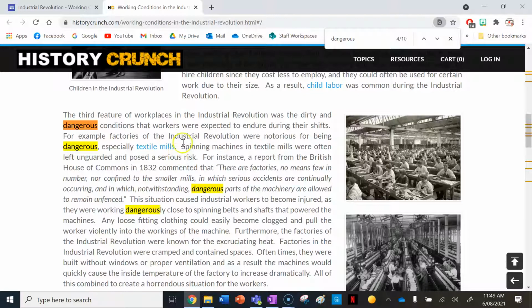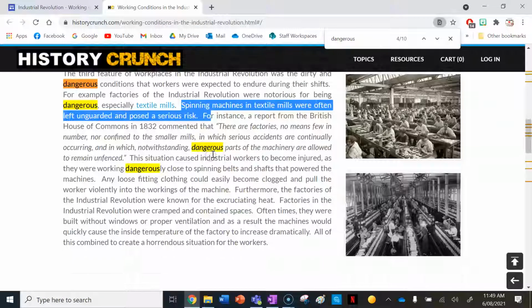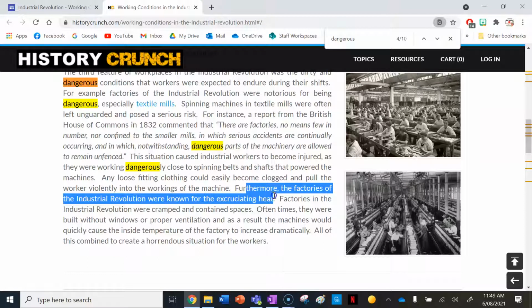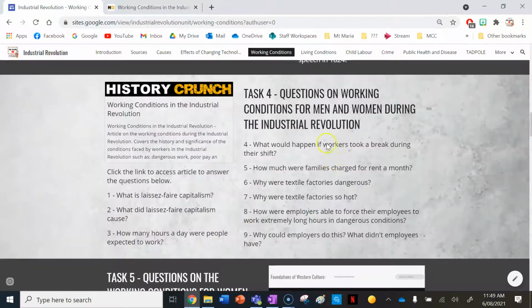Spinning machines in textile mills were often left unguarded, so that's one answer, and posed serious risk. This situation caused industrial workers to become injured, and they were working in dangerous conditions. Furthermore, the factories were known for their excruciating heat, so they were hot as well. So there's 2 answers I could have for number 6.